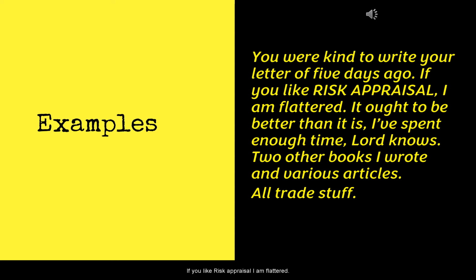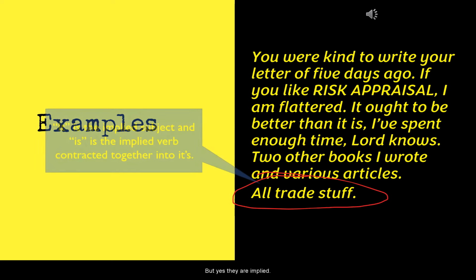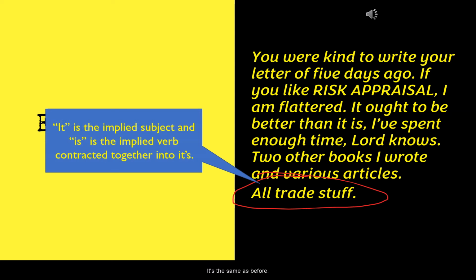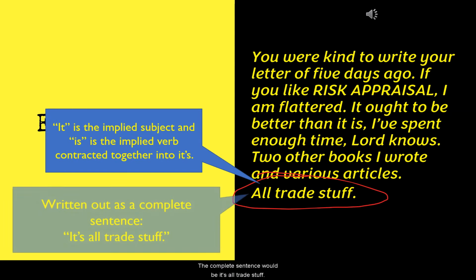If you like risk appraisal, I am flattered. It ought to be better than it is, I've spent enough time, Lord knows. 2 other books I wrote and various articles. All trade stuff. The last line, all trade stuff, is the fragment. It lacks both a subject and a verb. But, yes, they are implied. It's the same as before. The complete sentence would be, it's all trade stuff. It's being both the subject, it, and verb, is, contracted together into its.